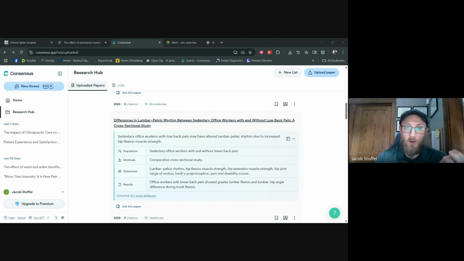So the outcome was, kind of like the summary said, hip flexion muscle strength, extension muscle strength, hip joint range of motion, lumbar proprioception, pain, and disability scores were the outcomes assessed, with the results being office workers with low back pain showed greater lumbar flexion and lumbar hip angle differences during trunk flexion. So when they actually moved them through, they noted greater lumbar flexion and lumbar hip angle changes in the back pain group. So it's one of those things where it's not necessarily, oh, I have low back pain because my back is weak because I sit. Nope, that's not what this is saying.